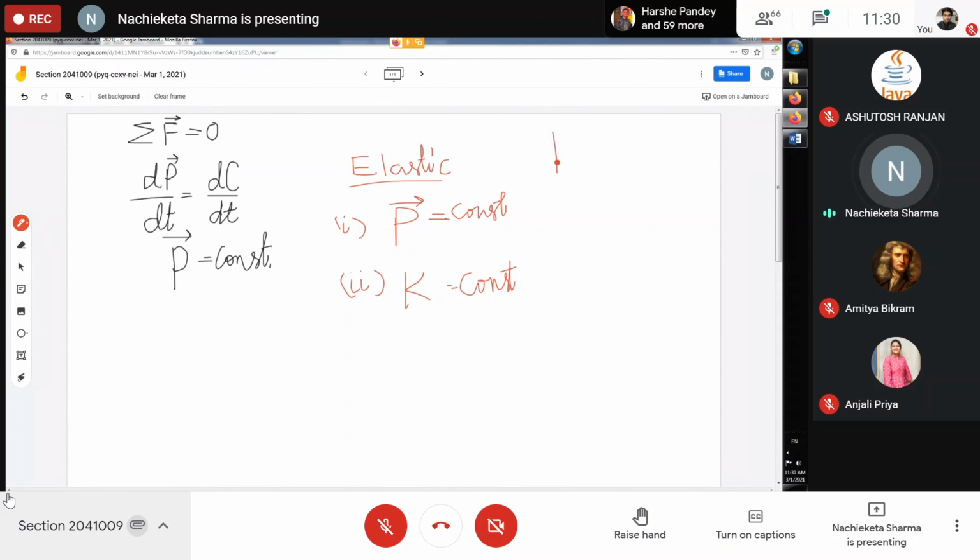But if the collision is inelastic in nature, then P is constant. That is a must. That is very fundamental. But your K is not constant. Normally, K2 is less than K1. Actually, some amount of energy is dissipated or lost in inelastic collision. We will work out examples and we can see that.